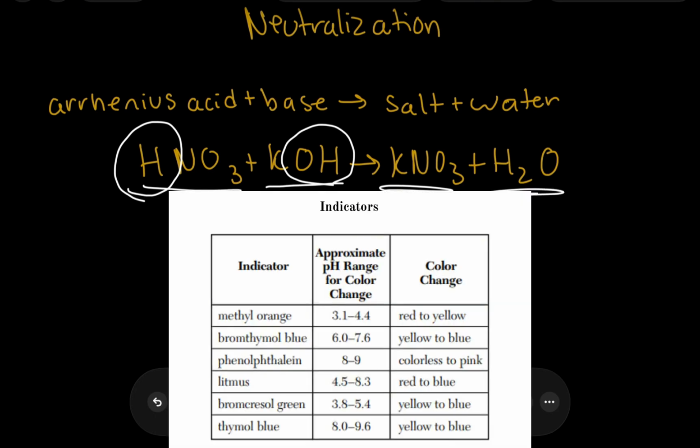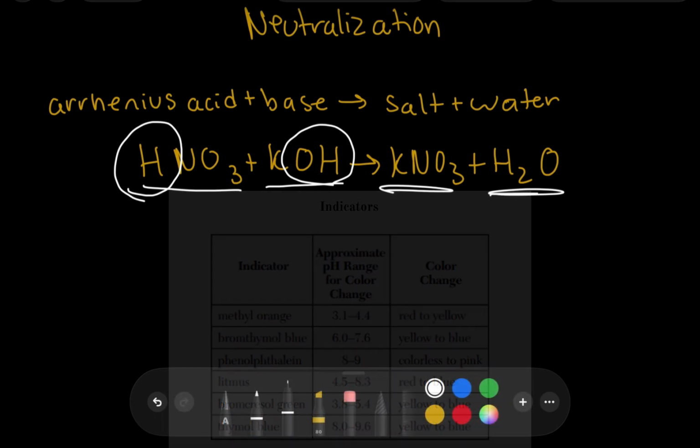Now, when we're looking at the pH scale, sometimes we have indicators that tell us the appropriate pH range for a color change. Sometimes, whenever there is a pH change, we're going to be able to see this through a change in color. And typically, you're going to receive a table that's going to tell you the indicator, the color change, and the appropriate pH range for the color change.